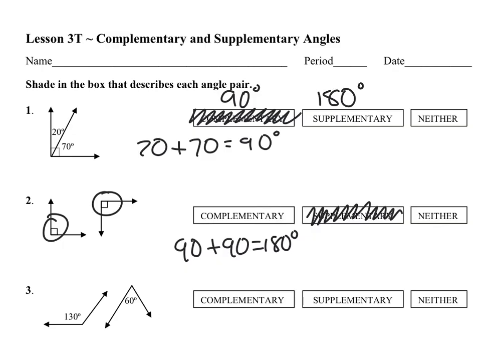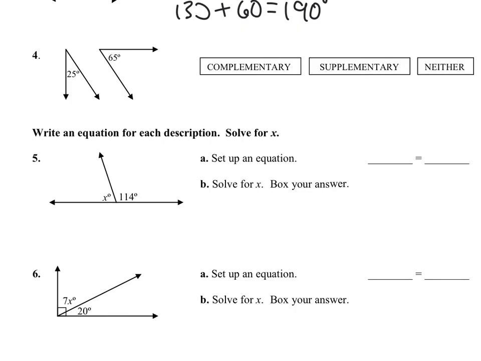Number three. On number three, we've got 130 degrees plus 60 degrees, and when we add those two angles together, we get 190 degrees. So are they complementary, supplementary, or neither? Since they equal 190 degrees, they are neither complementary nor supplementary. So it's neither. For number four, you've got 25 plus 65, and 25 plus 65 is exactly 90 degrees, so these are complementary angles.